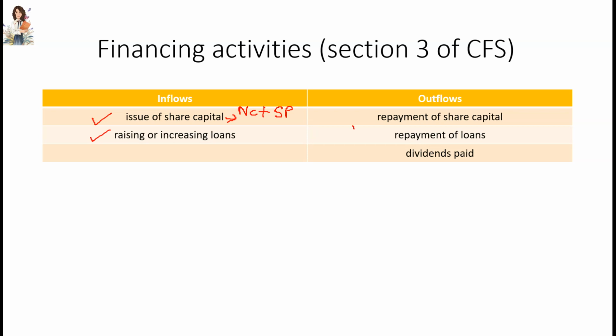The outflows in this case would be the repayment of share capital, the repayment of loans, and dividends paid. Again, IAS 7 allows some flexibility in the treatment of dividends paid. Dividends paid can be put under the heading financing activities, or it may be put under the heading operating activities, that is the first section of the cash flow statement.